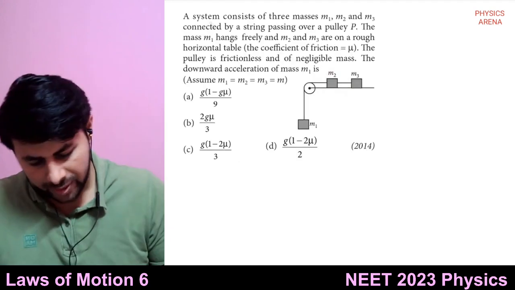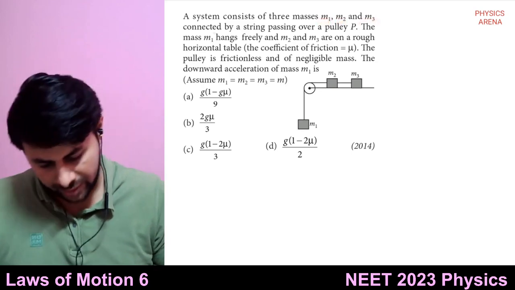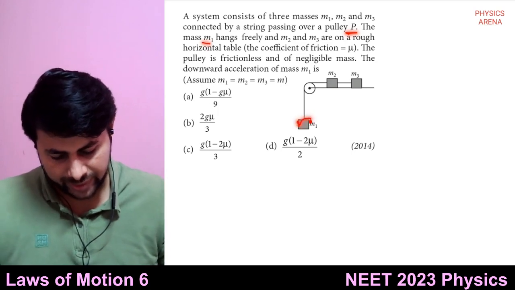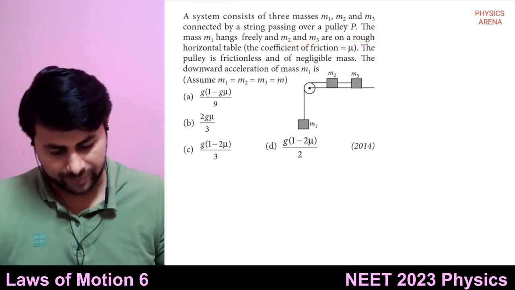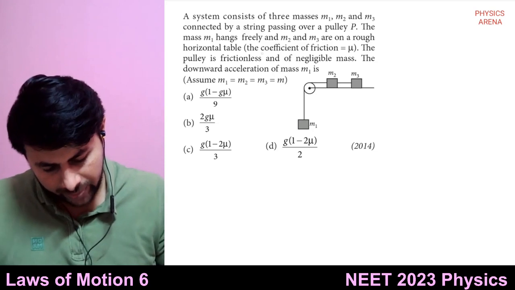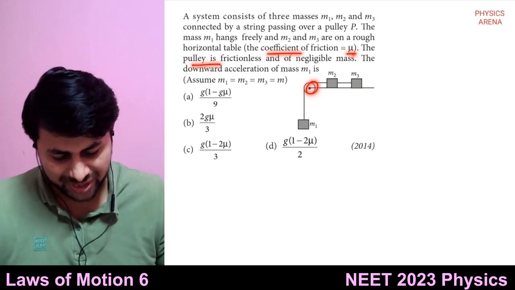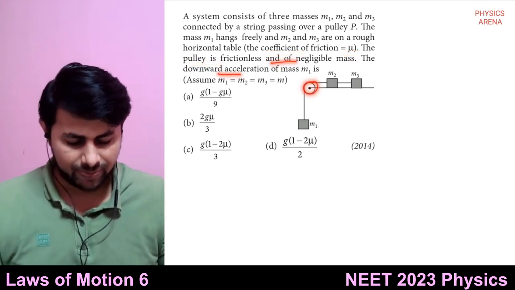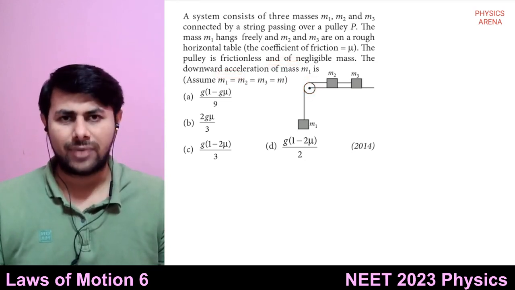Okay, this is clear. So a system consists of three masses m1, m2 and m3 connected by a string passing over a pulley P. The mass m1 hangs freely and m2 and m3 are on rough horizontal table. Okay, so these are on rough horizontal table. The coefficient of friction is mu. The pulley is frictionless, so pulleys are frictionless and of negligible mass. The downward acceleration of mass m1 is. So now there is some acceleration. Okay, so that we have to find out.